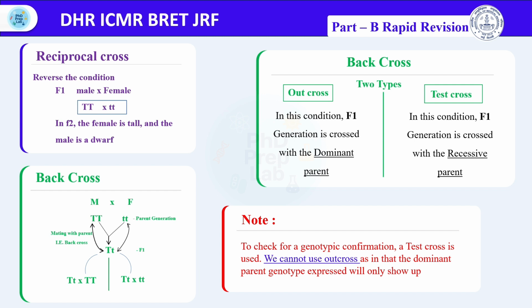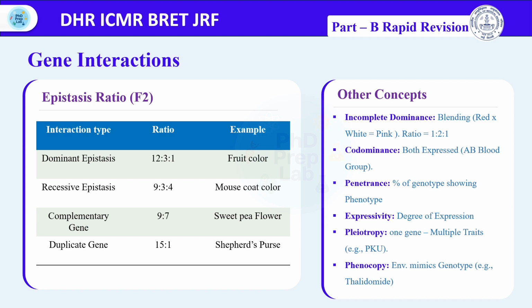Now there is an important note: when you want genotypic confirmation, we always perform a test cross. We don't perform an out cross, as the dominant parent is used, and the dominant genotype would only show up. So basically, a test cross is performed to confirm the genotype of the F1 generation, whether it is heterozygote or homozygote.